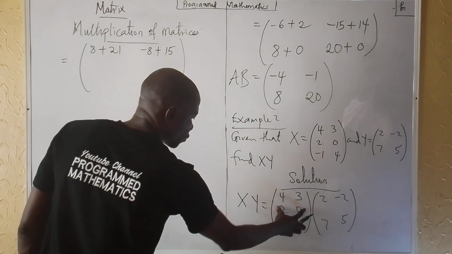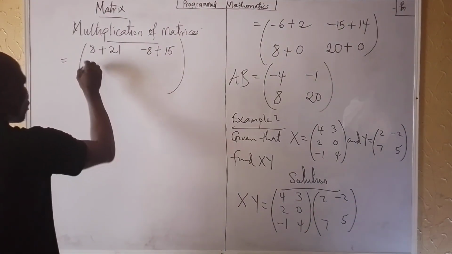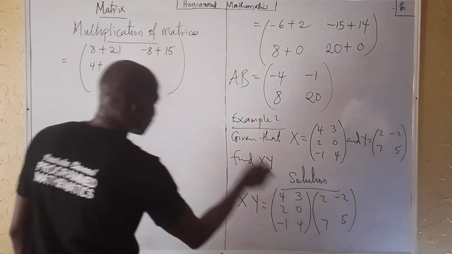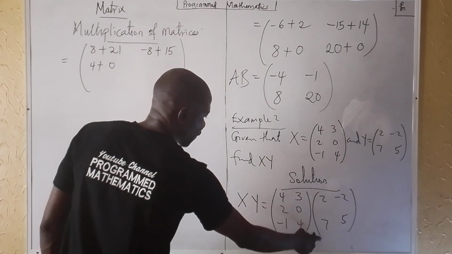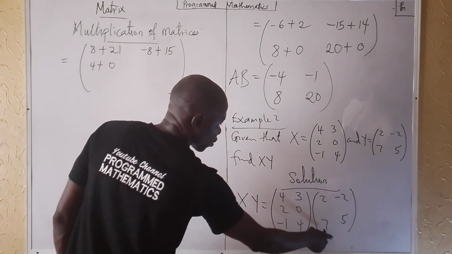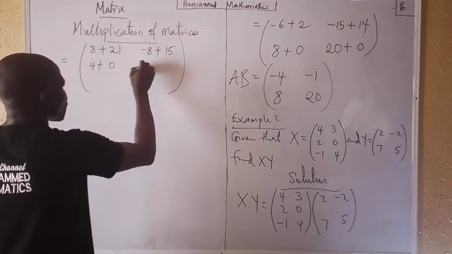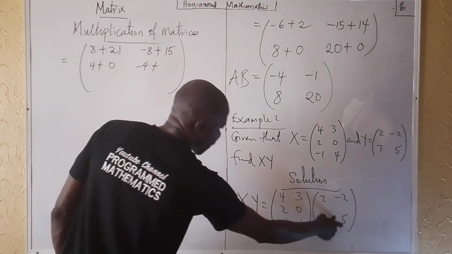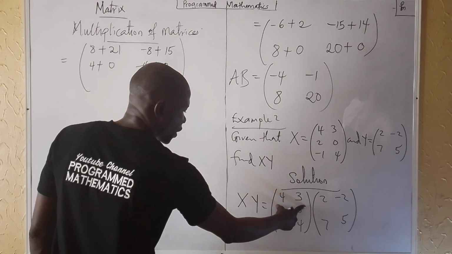So second row now, we have 2, 0. 2 times 2, that's 4 plus 0 times 7. That's 0. Okay, that's second row, first column. Second row, second column also the same way. 2 times minus 2, that's minus 4 plus 0 times 5. That is 0. So second row is gone from here.